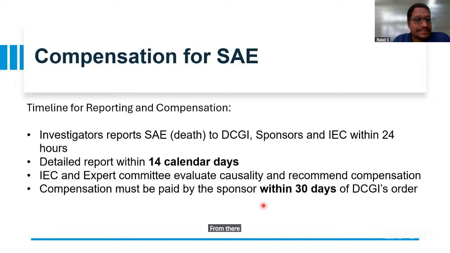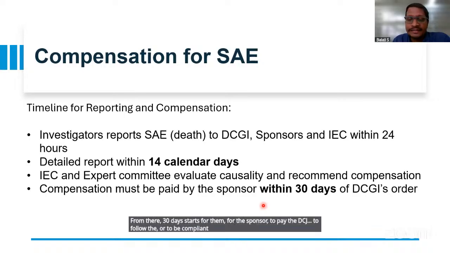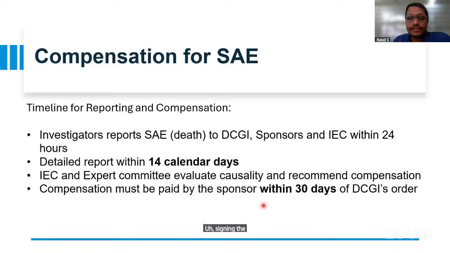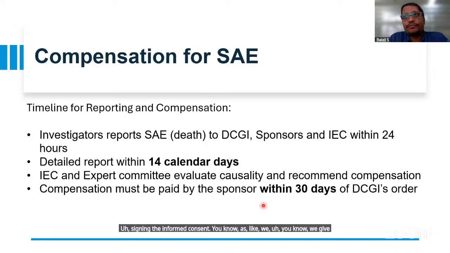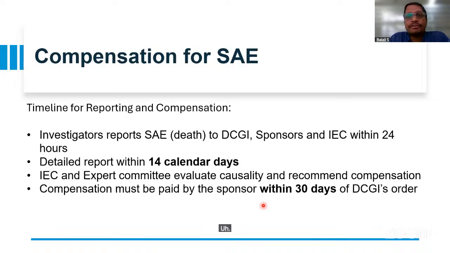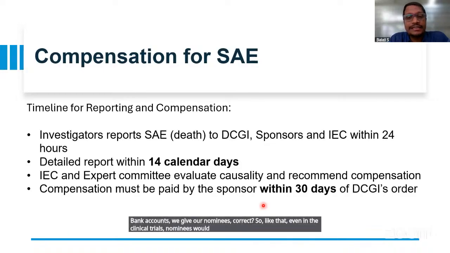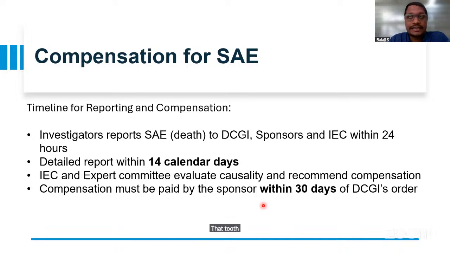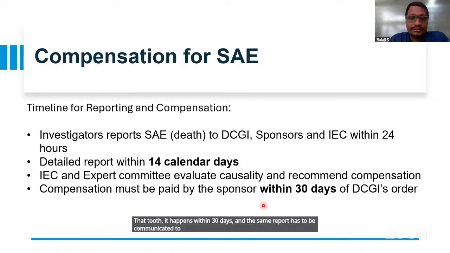From there, 30 days starts for the sponsor to pay, to be compliant with the DCGI's order, and that compensation would usually be given to the person who has been nominated by the subject at the time of signing the informed consent. Like whenever we open a bank account, we give our nominees, correct? Like that, even in clinical trials, nominee details would be collected, and that nominee will receive the compensation prescribed by the DCGI. That too happens within 30 days, and the same report has to be communicated to the DCGI as well.